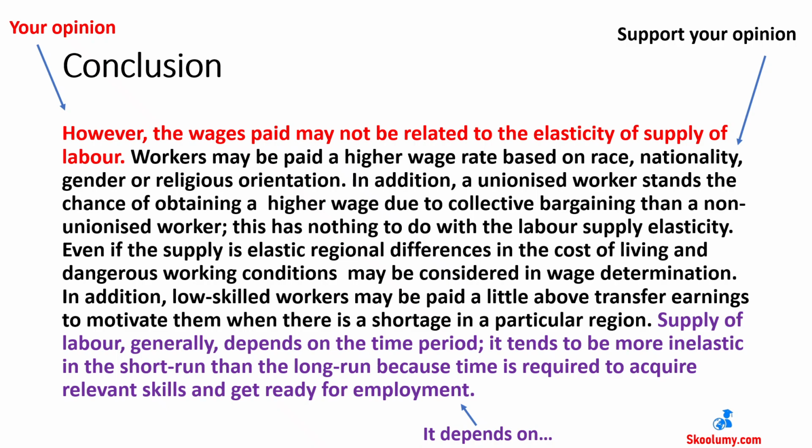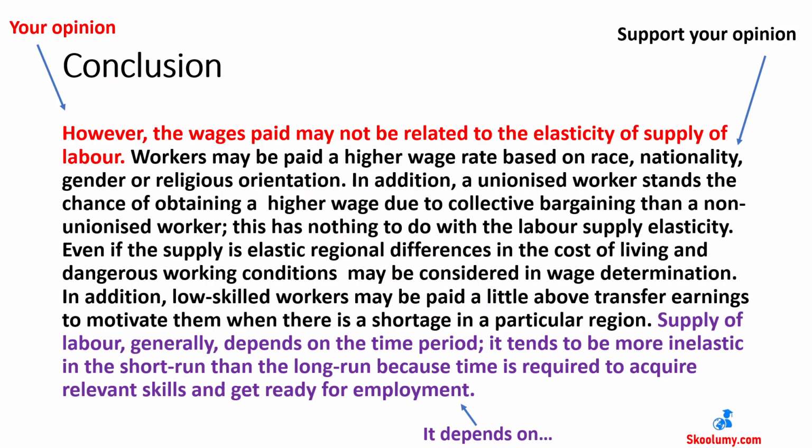The conclusion. State your opinion. Support it. Consider, it depends on. It is as follows. However, the wages paid may not be related to the elasticity of supply of labor. Workers may be paid a higher wage rate based on race, nationality, gender, or religious orientation. In addition, a unionized worker stands the chance of obtaining a higher wage due to collective bargaining than a non-unionized worker. This has nothing to do with the labor supply elasticity.